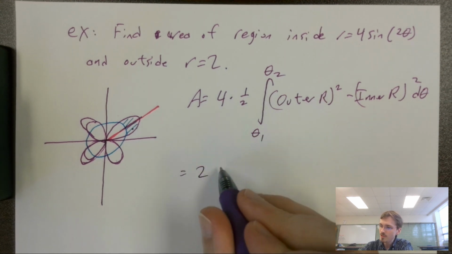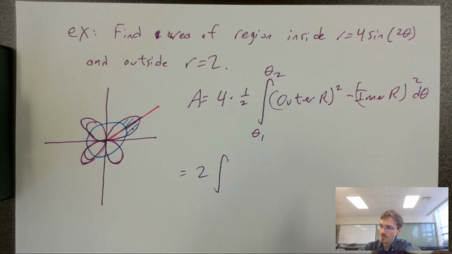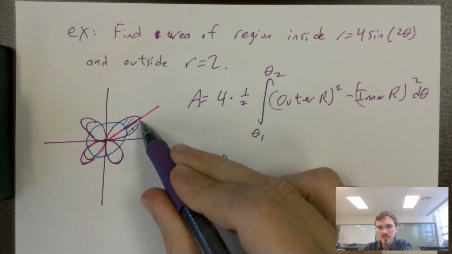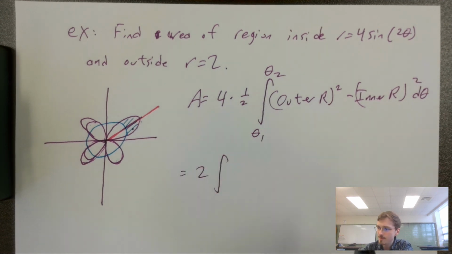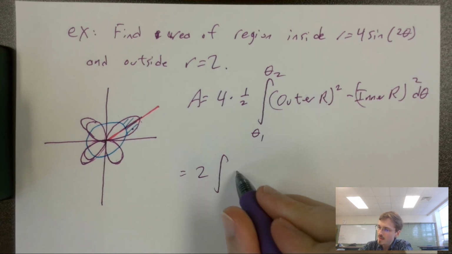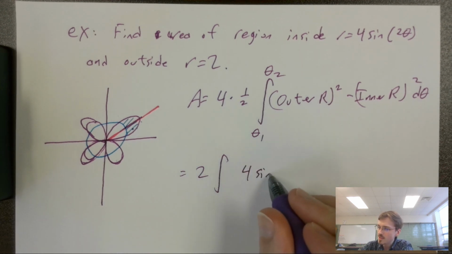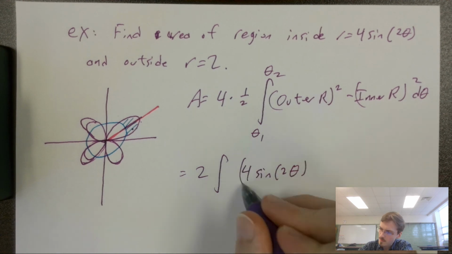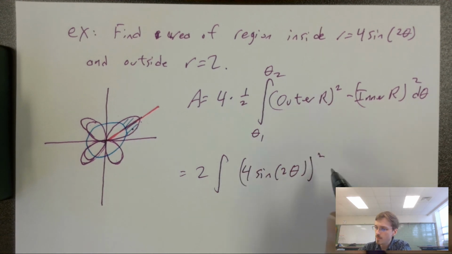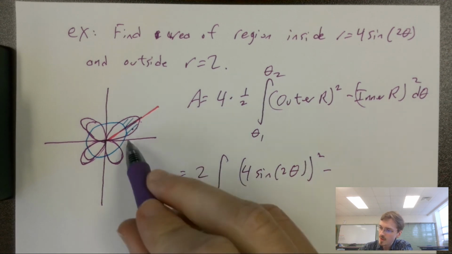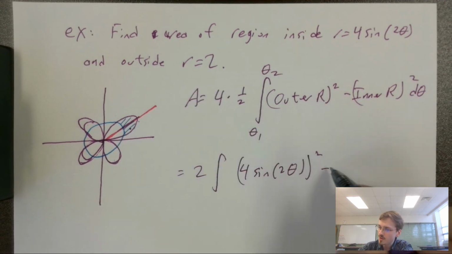So 4 times 1/2 is 2, times the integral. What's my outer radius? What's the outer function that we have? It's going to be 4 times the sine of 2 theta, squared, minus. What's my inner radius? The inner radius is, of course, 2, because that's the function r equals 2. d theta.